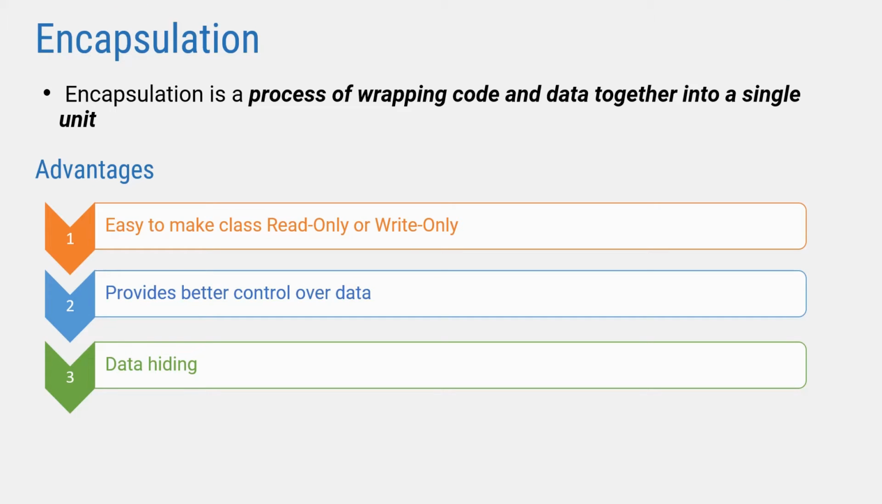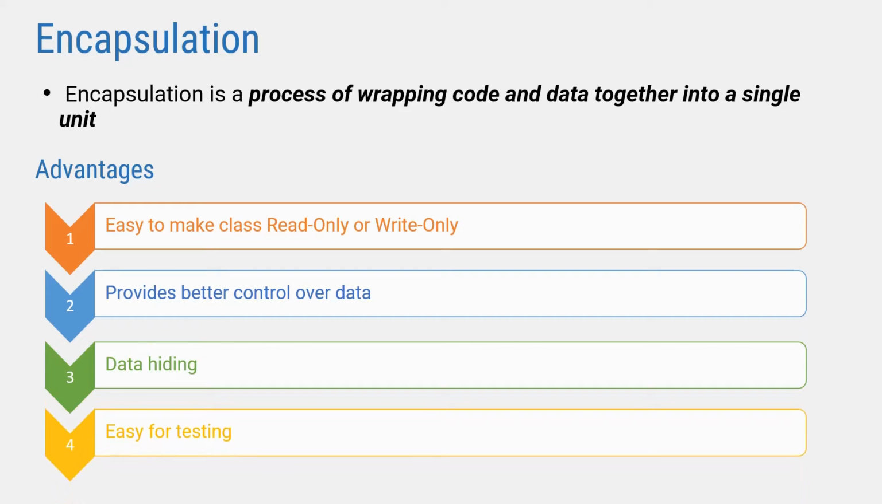Suppose our class doesn't want to expose any getter methods, so it can have only setter methods, which means that we will not expose anything from our class. We can only set data to our class. So these kinds of getters and setters and the encapsulation process help us to achieve data hiding more efficiently.